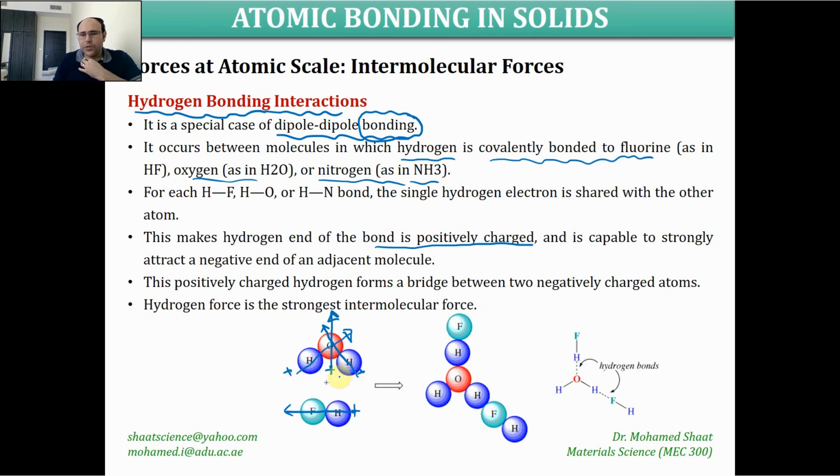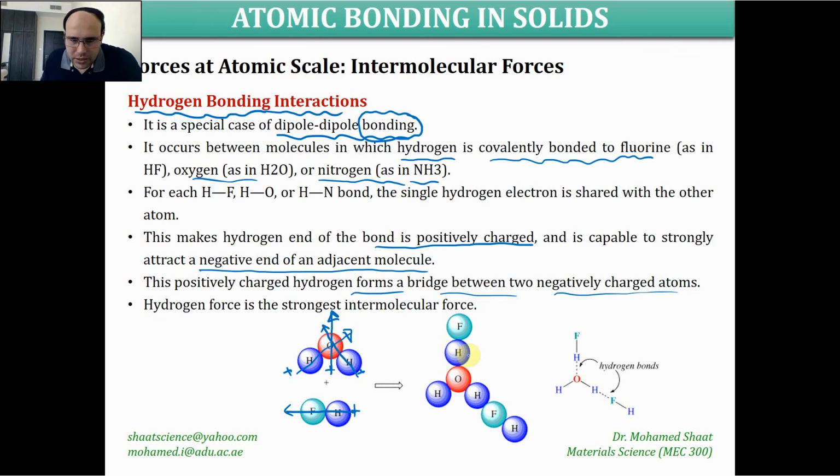And the main reason for this permanent moment is that the hydrogen has one electron that will be shared through a covalent bond with the oxygen or fluorine or nitrogen. This makes one side positive, the other side more electron rich. So this makes the hydrogen end in the bond positively charged and capable of strongly attracting a negative end of an adjacent molecule. Like in this case, this positively charged hydrogen forms a bridge between two negatively charged atoms.